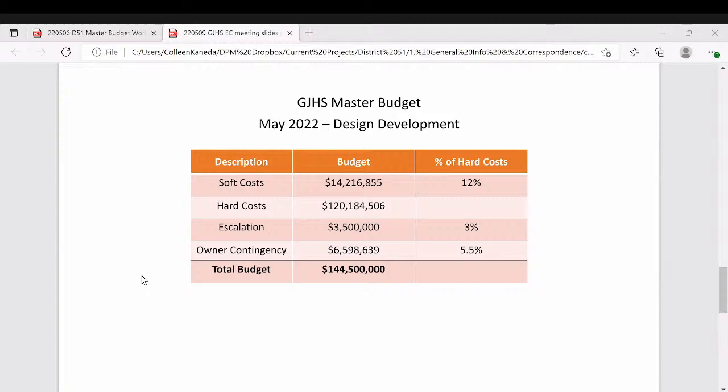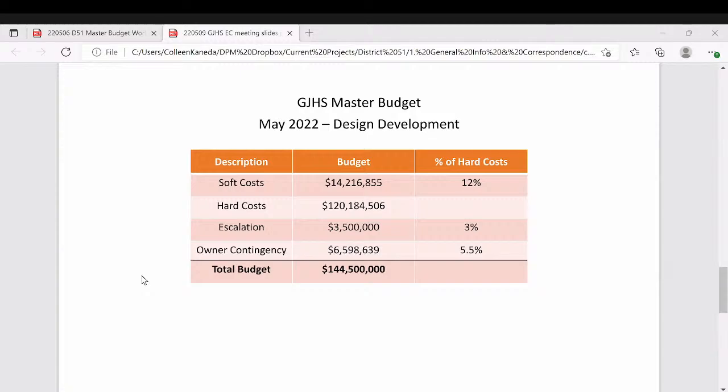Where we are with our hard costs, now that the documents are a lot more developed with Blythe Group and DLR, is about $120 million. That number also includes the permit fees that we pay as an owner. So when you see FCI's number, it's not going to add up exactly to 120.184, but it's going to be pretty close. It's right around 120.